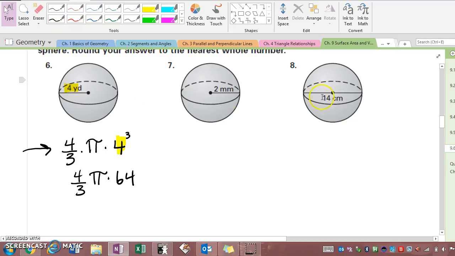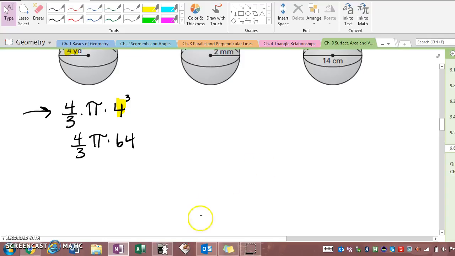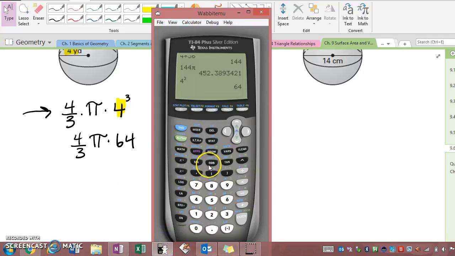You just need to be careful. So if we're going to use that fraction like it is part of the formula, then we know we need to put parentheses around the fraction. Parentheses, 4 divided by 3. And you have to close your parentheses. Then you have your pi button.